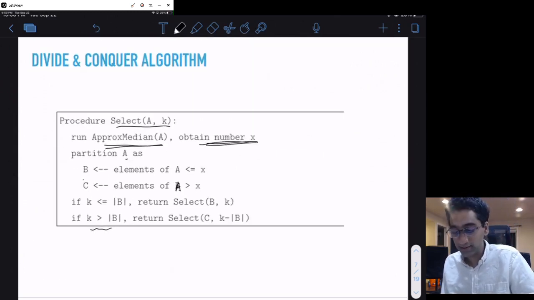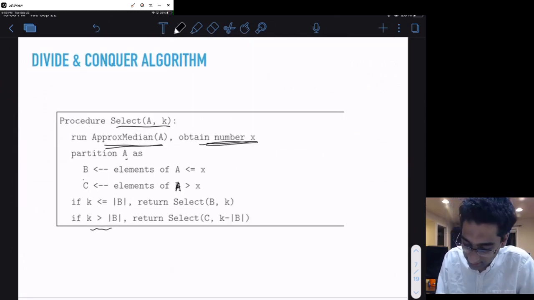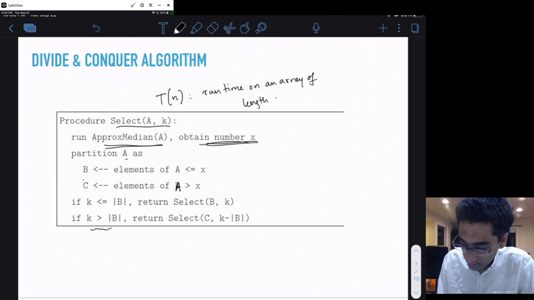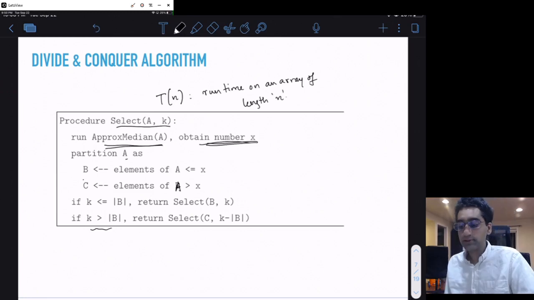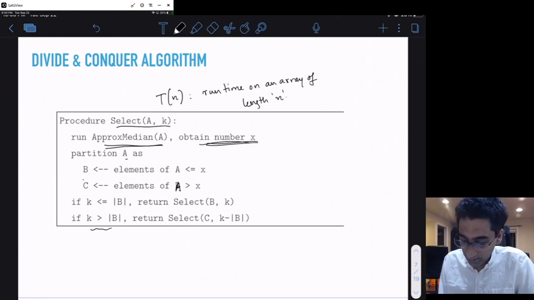there's only one method to do this. So we said that let's define a function. We'll call it t of n. It's the runtime on an array of length n. Okay. So when you pass an array a of length n, let t of n be the running time.